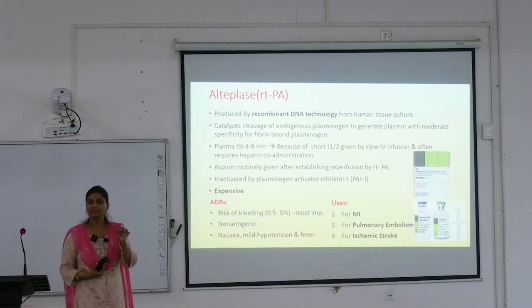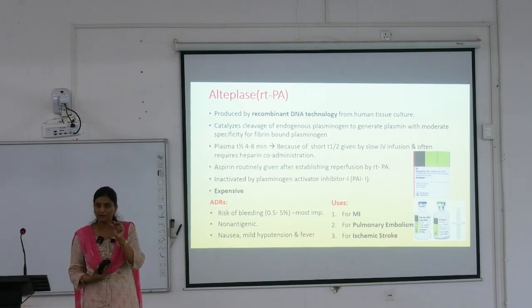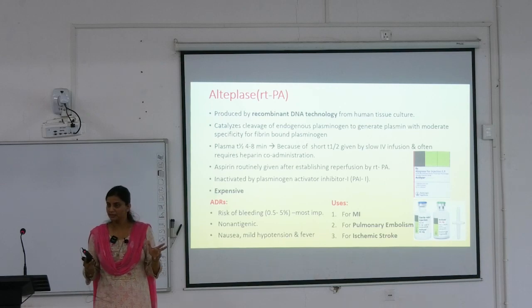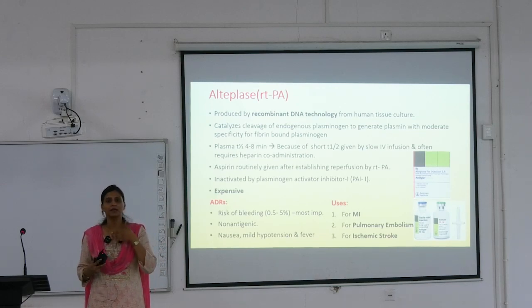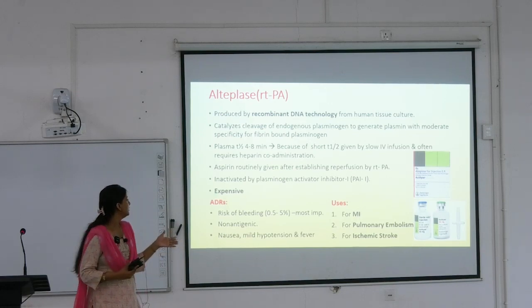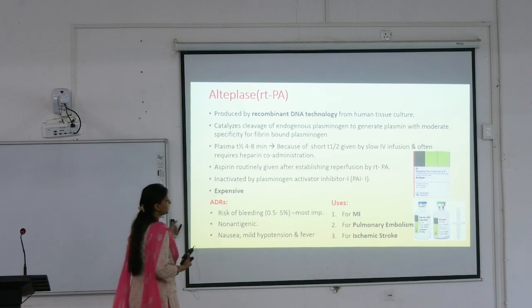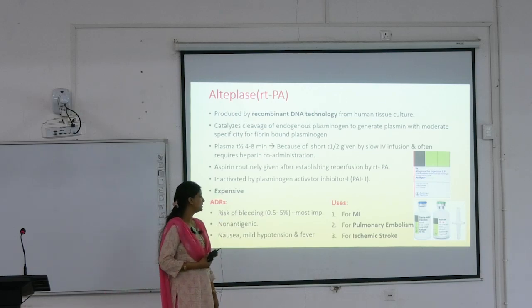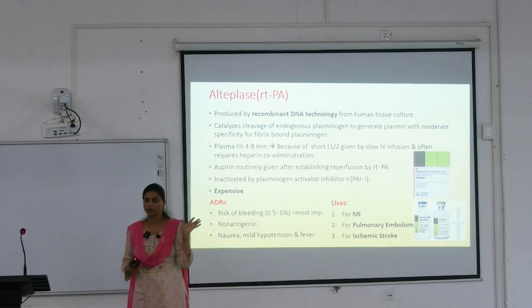In these diseases, thrombus clots are formed, so we need to break them. If you break it, what will happen? There will be revascularization and the blood can flow easily through the vessels which were blocked. So we are using it in myocardial infarction, in pulmonary embolism and in ischemic stroke.